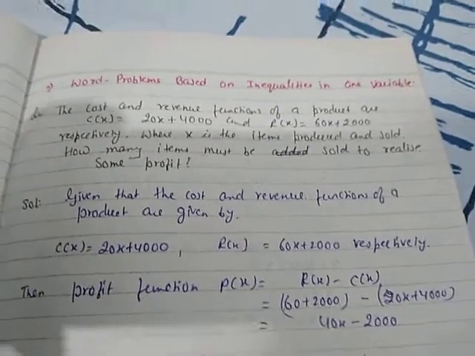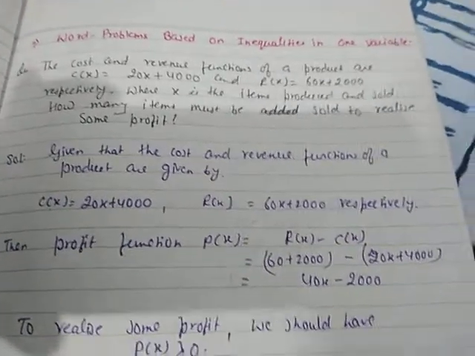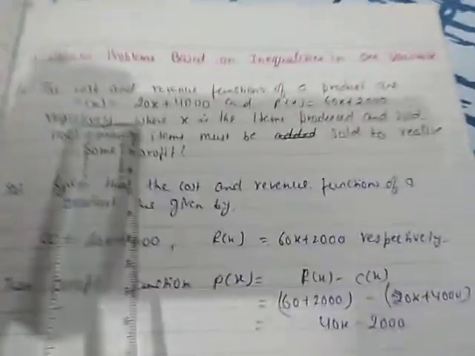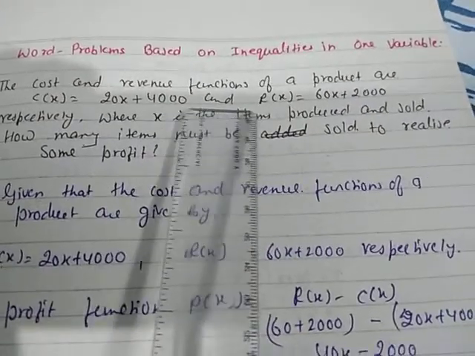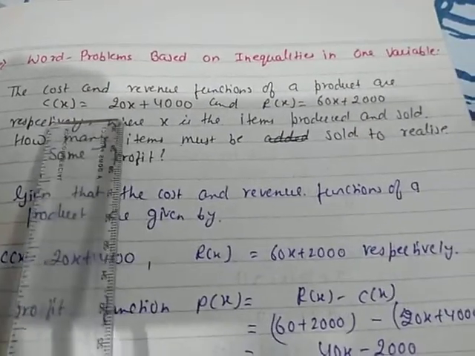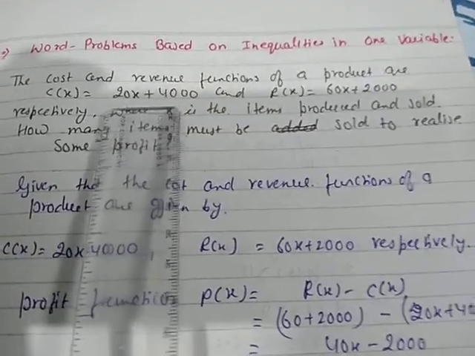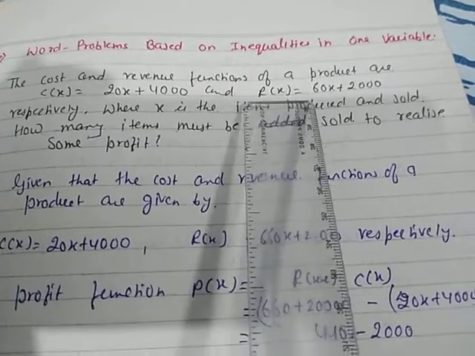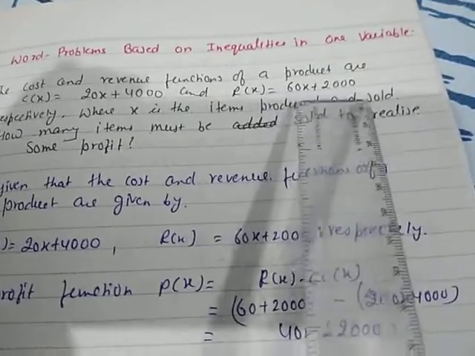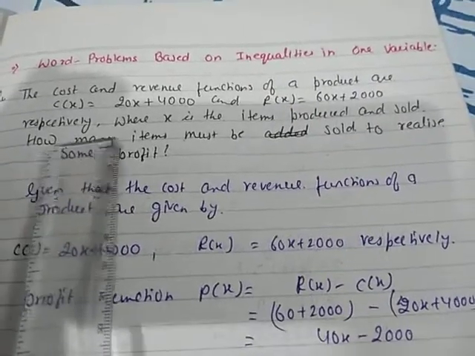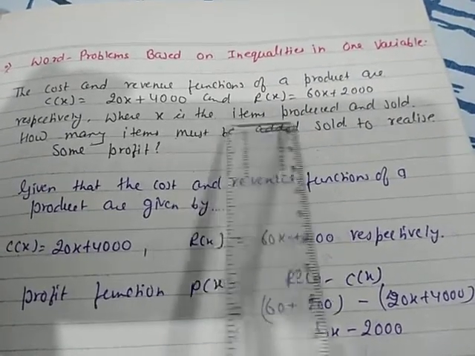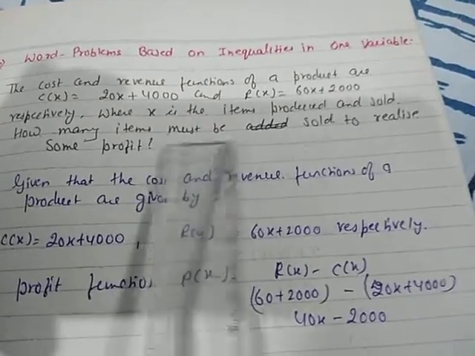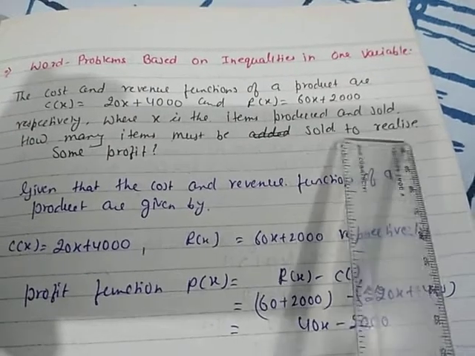Now, this question is not in NCERT, but it is very important for your exam. The question is, the cost and revenue function of a product are C(x), the cost function, equals 20x plus 4000, and R(x) represents the revenue function, R(x) equals 60x plus 2000 respectively, where x is the number of items produced and sold. How many items must be sold to realize some profit?